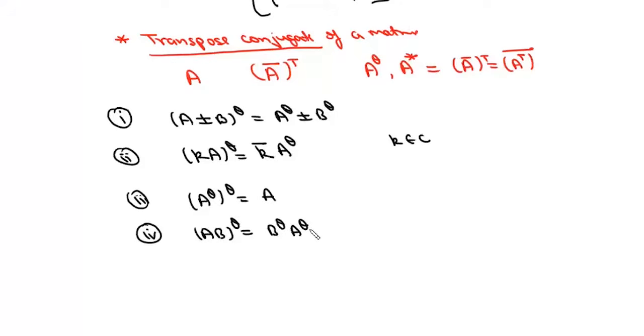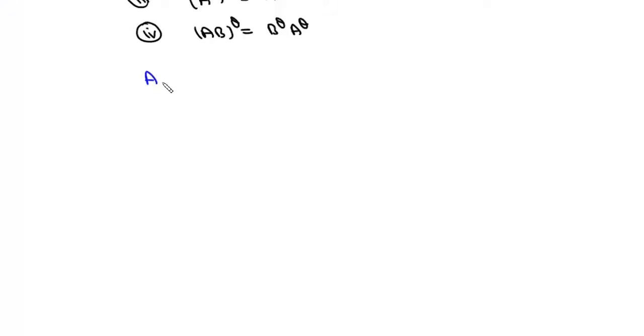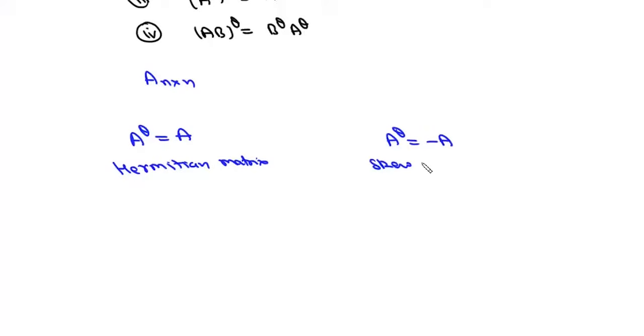And as we have defined for transpose of a matrix, we can define two different matrices here. So if A is a square matrix of order n cross n such that conjugate transpose of A is equal to A, then we call this matrix a Hermitian matrix. And if conjugate transpose of A is equal to minus A, then we say it is skew Hermitian.